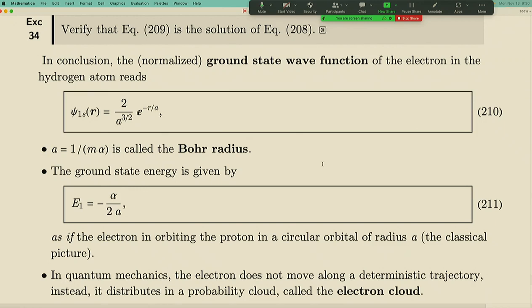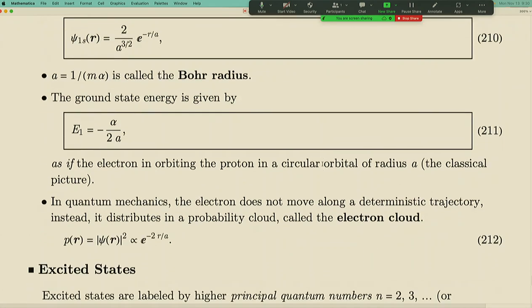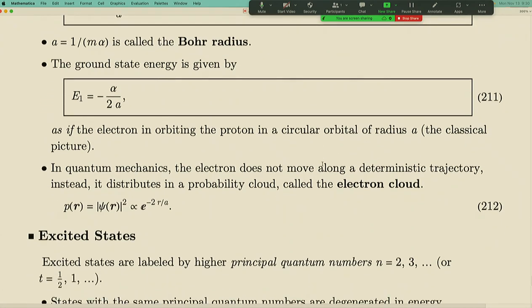But in quantum mechanics, we know this picture is actually not correct. This A is just a typical length scale, which tells you the typical decay length of this electron wave function. And there's no definite orbital in quantum mechanics. This is what I mentioned already, which is the electron cloud idea, where the probability is actually determined by this norm square. So this is what I want to say about the ground state.